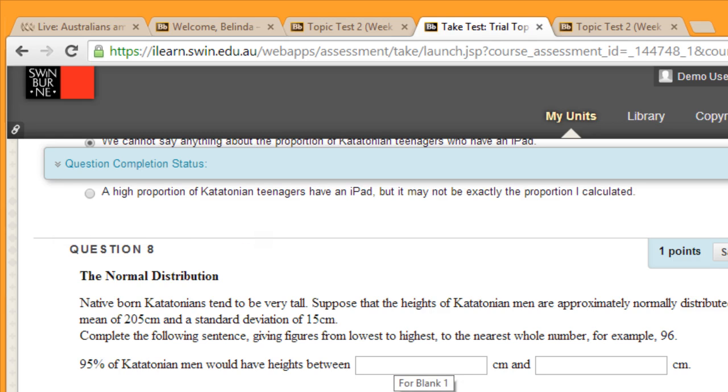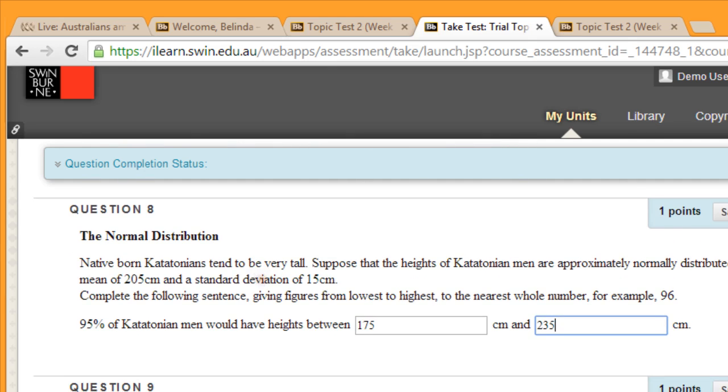So we know that 95% of cases within a normal distribution are within 2 standard deviations of the mean. So 15 centimetres is the standard deviation, so we times that by 2. That gives us 30 centimetres. We need to subtract 30 centimetres from 205 to get the lower end of the 95% interval. That gives us 175 centimetres. And then we need to add 30. That gives us 235 centimetres. So we know that 95% of Catatonian men would have heights between 175 centimetres and 235 centimetres.